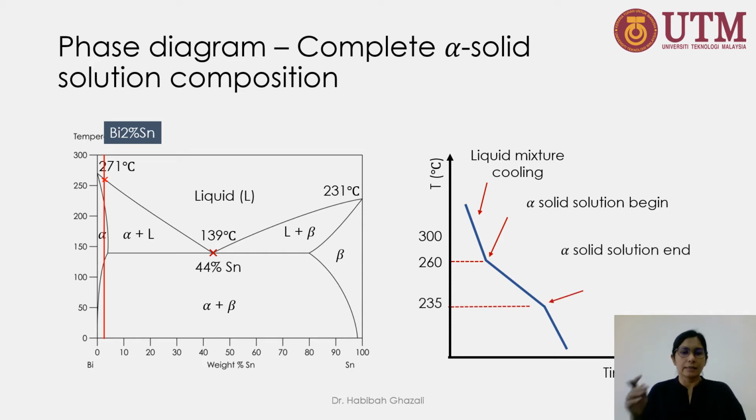And then, as the temperature keeps dropping, everything will transform into alpha solid solution at 235 degrees Celsius, where it touches the solidus line. After that point, only alpha solid solution will exist, until it reaches this point here, which I will discuss in the microstructure formation. So this is how you read the phase diagram for this particular alloy.